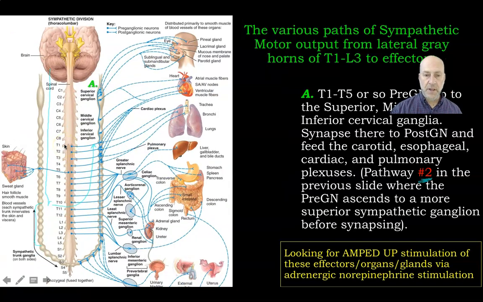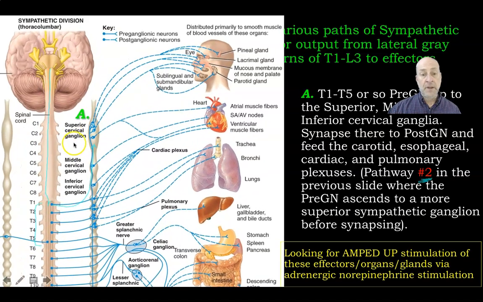They ascend to the superior, the middle, and the inferior cervical ganglion, to be plural, ganglia. Ganglion singular, ganglia plural. They go there, and then they synapse and fire off their postganglionic neurons, or all these dashed lines, okay? So they go right through the sympathetic trunk ganglia, ascend up to where they want to go, hit the superior, middle, and inferior cervical ganglia, and then they head off.